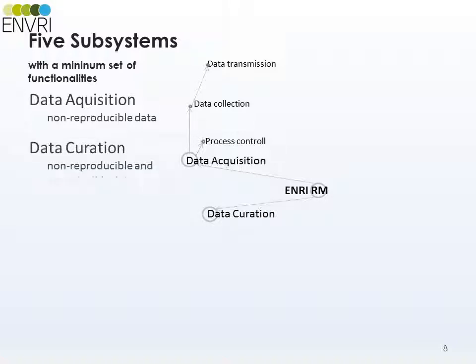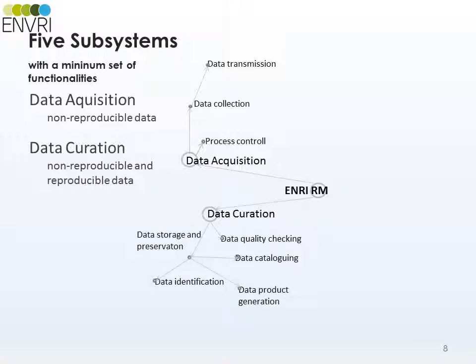The data curation subsystem of a research infrastructure stores, manages, and ensures access to all persistent datasets produced within the infrastructure. It deals both with reproducible and non-reproducible data. Main functions include data quality checking, data storage and preservation, data identification, data cataloging, and data product generation.